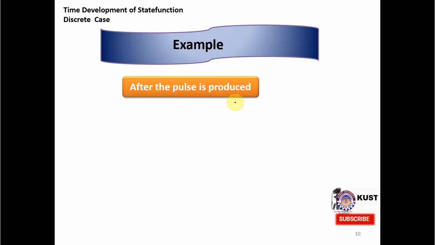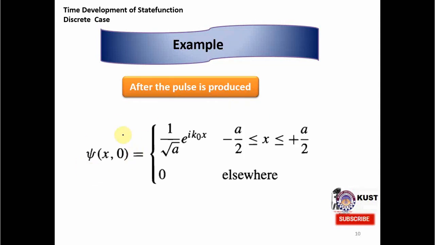After the pulse is produced, the initial state of this pulse, ψ(x,0), will be 1 over the square root of a, times e raised to the power i k₀ x, because k₀ is the initial momentum, and this holds in the interval x from minus a by 2 to plus a by 2. In this interval the pulse wave function is this, but elsewhere it is 0. That's why it becomes a chopped beam, because we have removed it from everywhere else. So we are keeping only this interval, and in this interval the initial state of the beam is equal to this wave function.